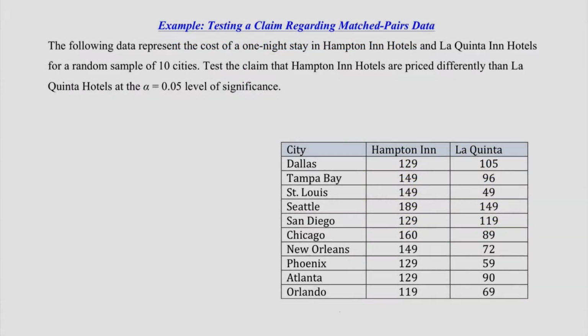Just to elaborate a little bit, jumping back to a previous example, working with matched pairs data, this discussion is concerning hotels, and we're comparing the Hampton Inn to La Quinta. We're told to test the claim that the Hampton Inn hotels are priced differently than La Quinta hotels at the alpha equal to 0.05 level of significance, but notice our data is gathered by city here. That is, we are making a direct comparison of a Hampton Inn hotel to a La Quinta hotel only in the city of Dallas, and then a direct comparison between Hampton Inn and La Quinta in Tampa Bay, and so forth and so on down the list.